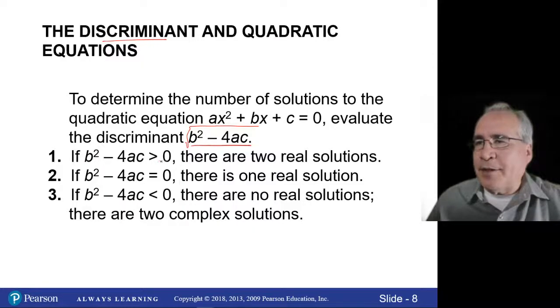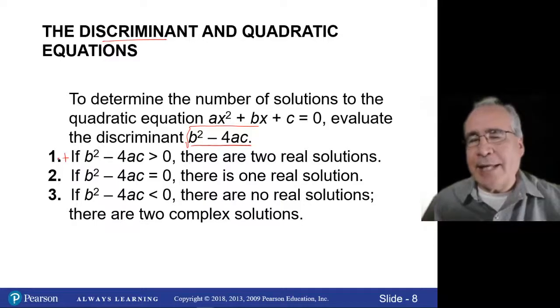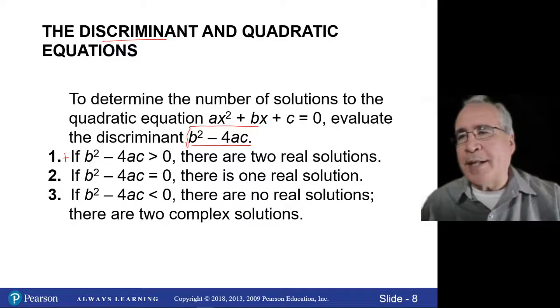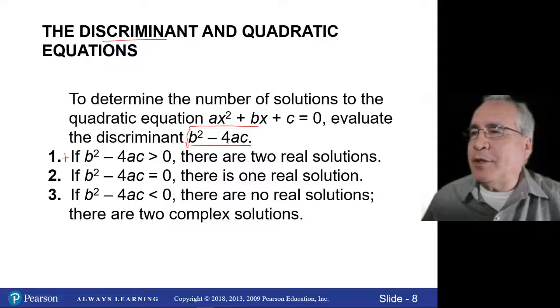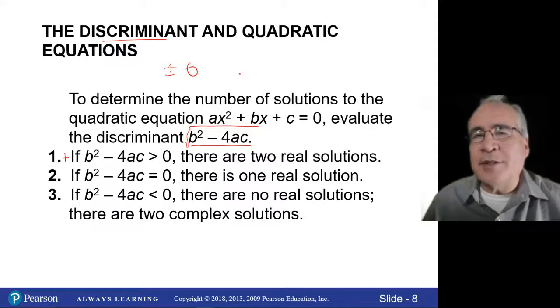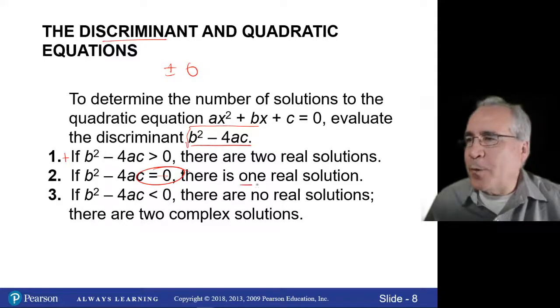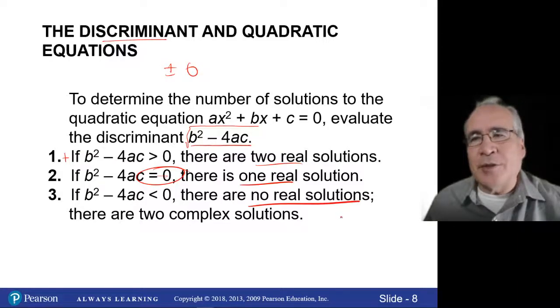And notice if it's greater than 0, that means it's positive. Means we can take its square root and we'll get a plus or minus. If it's equal to 0, then you get plus or minus 0, which is the same thing. So this equals 0: one solution, 2 up there. And then if it's negative, we get a negative inside here. So the square root of a negative number is not a real number. We know there are no real solutions.